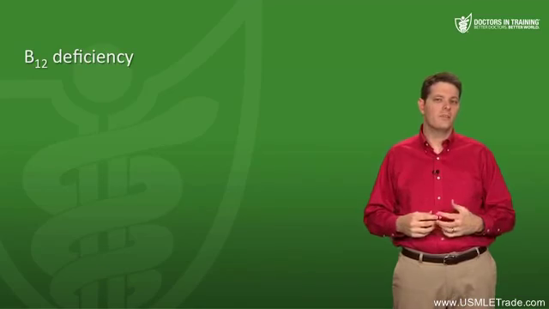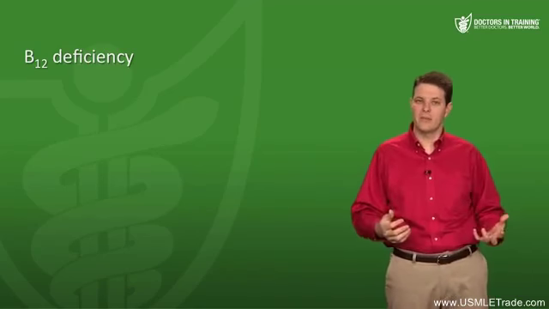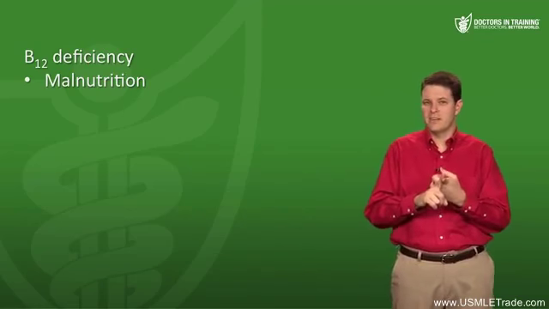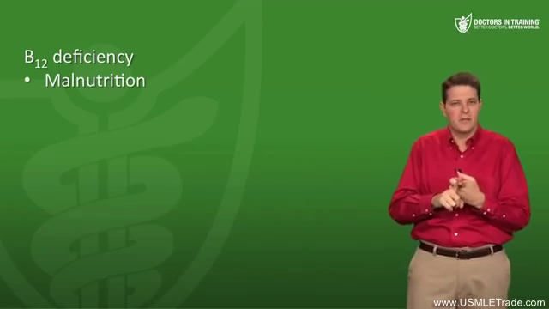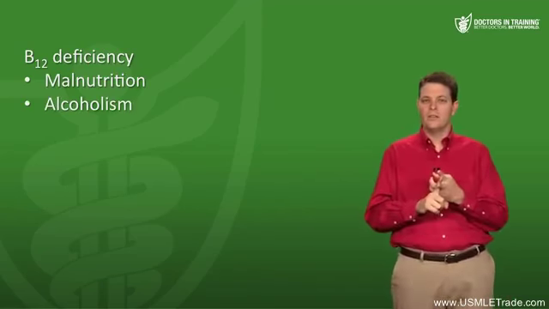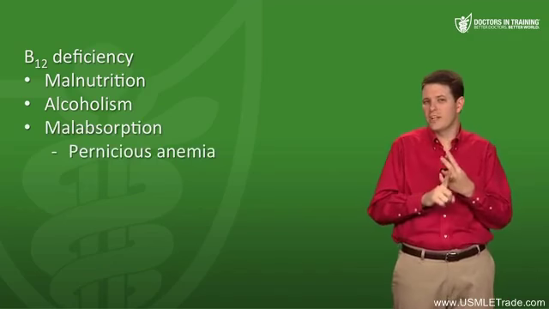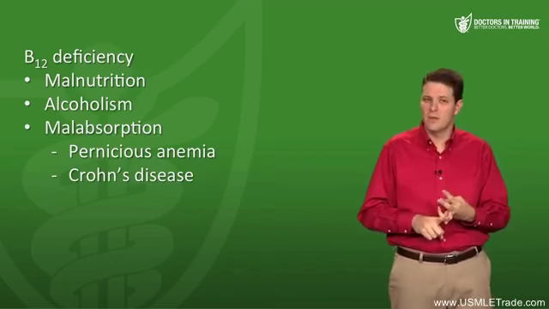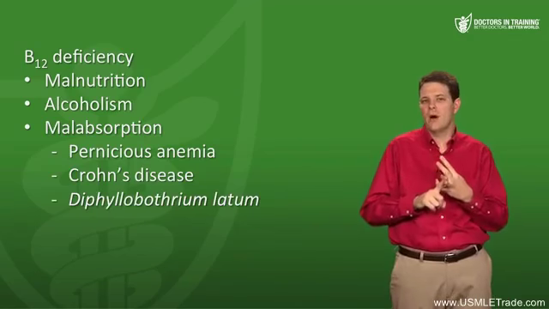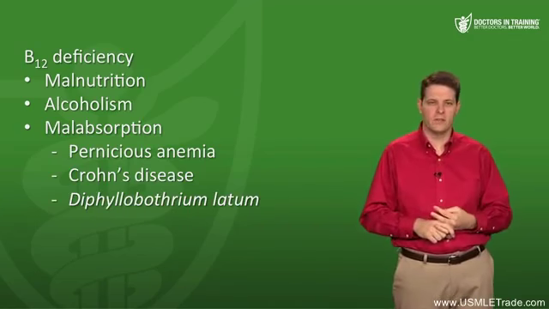Now, what kinds of things cause B12 deficiency? Well, it's a lot of the same things. Malnutrition, again, especially in strict vegans. They have to take B12 supplements. Alcoholism, malabsorption, including pernicious anemia, Crohn's disease, and also the fish tapeworm Diphyllobothrium latum can cause B12 deficiency.